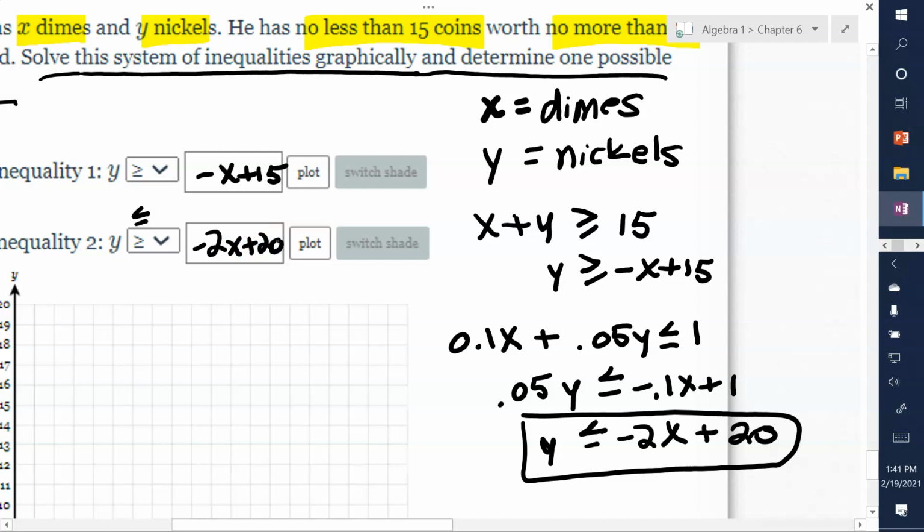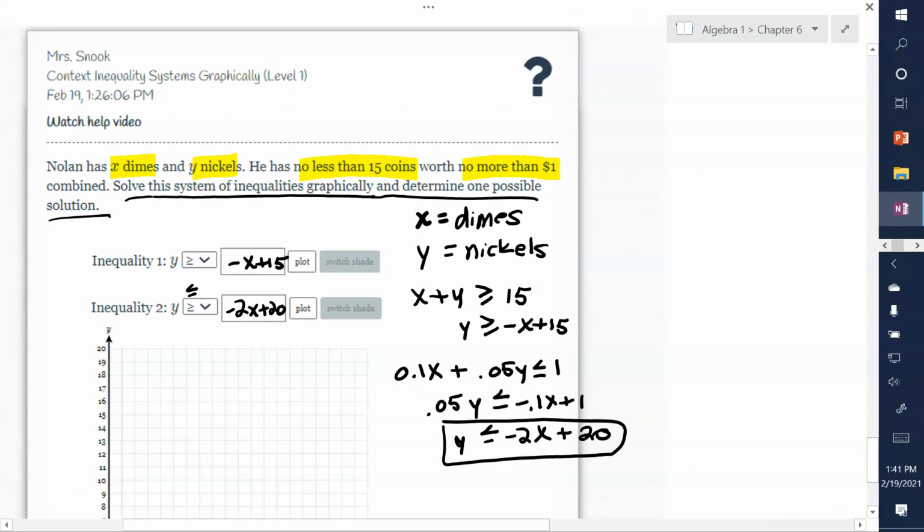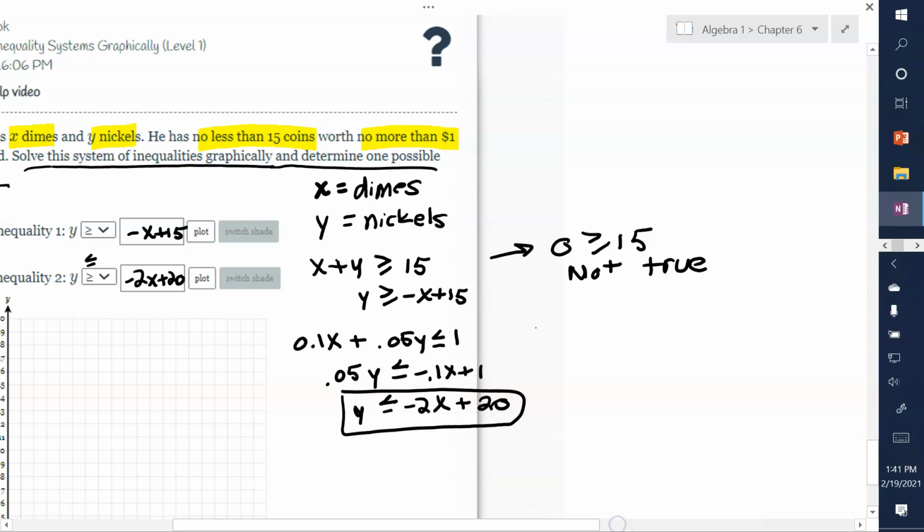Now before I go into Delta Math, let's go ahead and do our test points and figure out which sides to shade. Using my first inequality, if I plug in 0, 0, so 0 for x and 0 for y, I would get 0 is greater than or equal to 15, which is not true. So I'm not shading where the origin is on the first one. The second one, plug in 0, 0, and I get 0 less than or equal to 1. And that is true. So the second one, I do want to shade where the origin is.